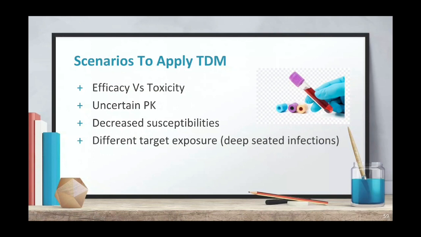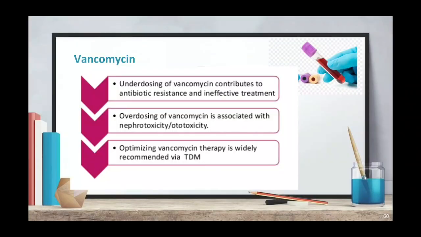What are the scenarios to apply TDM? If there is a narrow line between efficacy and toxicity, uncertain pharmacokinetic parameters, decreased susceptibilities and different target exposure, that is in case of deep-seated infections. For example, underdosing of vancomycin contributes to antibiotic resistance and ineffective treatment. Overdosing of vancomycin is associated with nephrotoxicity and ototoxicity. So, optimizing vancomycin therapy is widely recommended by therapeutic drug monitoring.